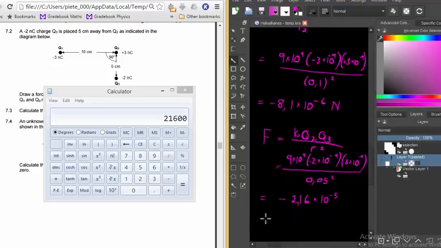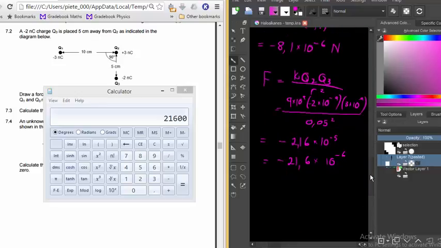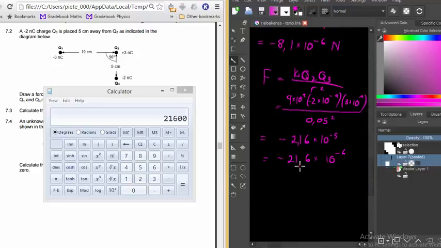Okay, so probably what would be better is just to write this one and that one with the same exponent. So let's keep it as negative, this is a bigger number than that one, so it's negative 21.6 times 10 to the power of negative 6. Okay, is that true? Negative 5. If I move it this way, I make it bigger. Yeah, that's true. Okay, so negative 21.6.